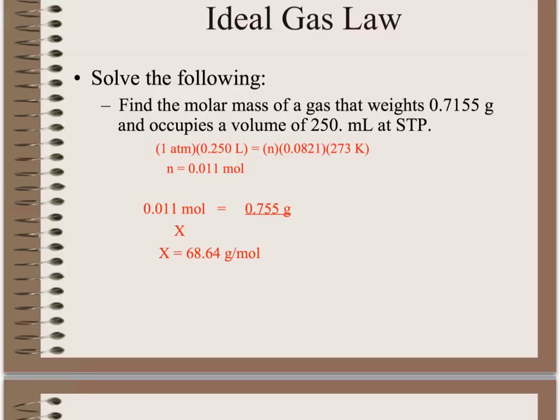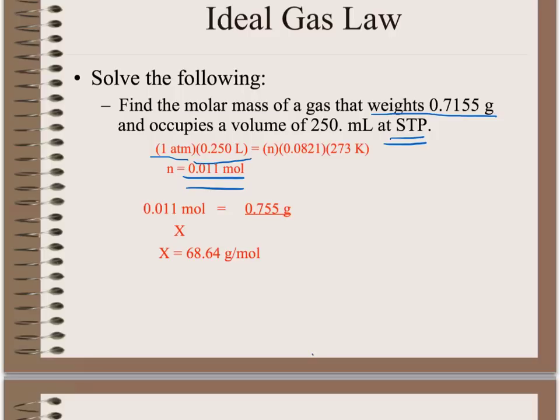All right, another practice problem. Find the molar mass of a gas that weighs 0.7155 grams and occupies a volume of 250 milliliters at standard temperature and pressure. So we're looking for molar mass. So now we're going to find the moles and go backwards to find the molar mass. So we'll plug in our pressure. We got standard temperature and pressure.